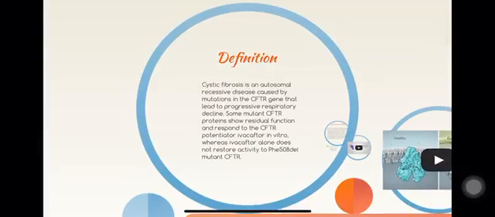Definition: Cystic fibrosis is an autosomal recessive disease caused by mutations in the CFTR gene that lead to progressive respiratory decline. Some mutant CFTR proteins show residual function and respond to the CFTR potentiator Ivacaftor in vitro, whereas Ivacaftor alone does not restore activity to the PHE508 del mutant CFTR.